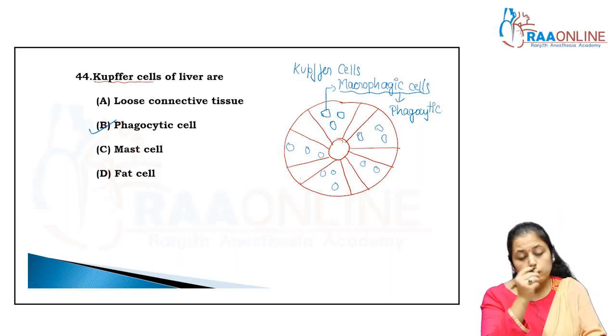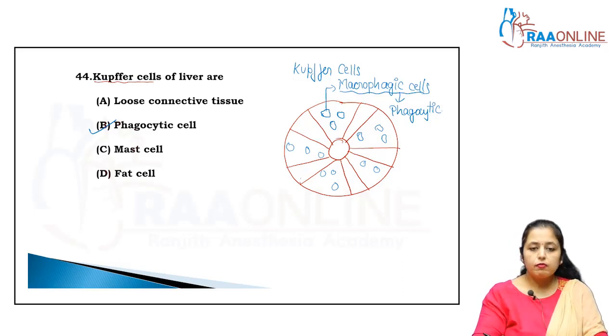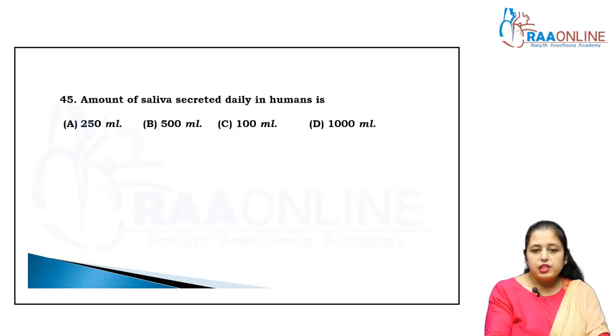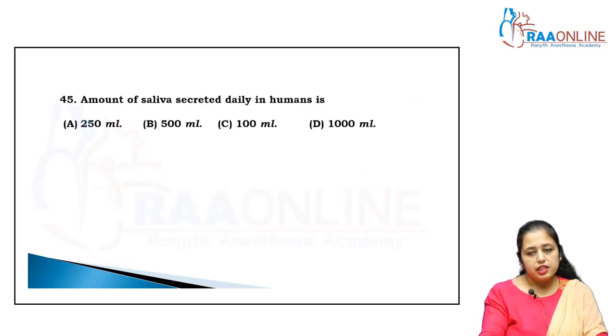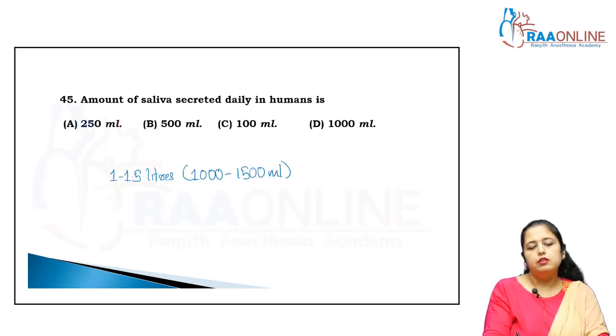We know that mast cells help in the prevention, or we can say they make our immune system strong, right? Amount of saliva secreted daily in human beings is about 1 to 1.5 liters, and when we talk about ml, that is 1000 to 1500 ml, right? So the correct answer is 1000 ml.